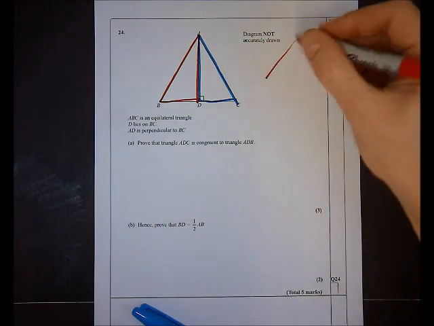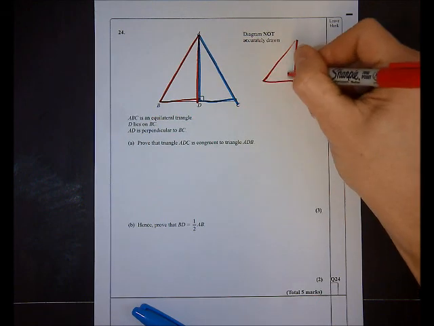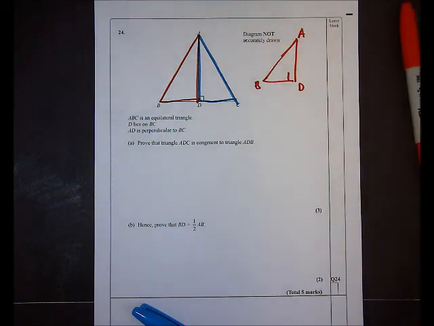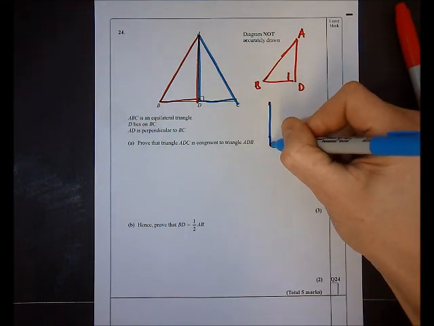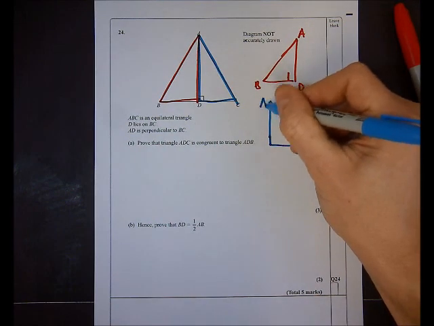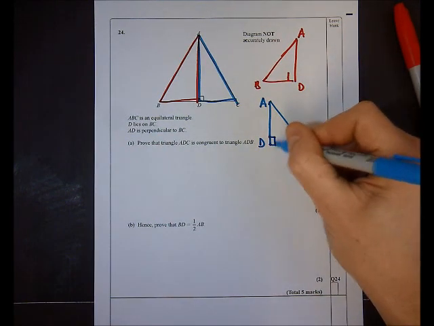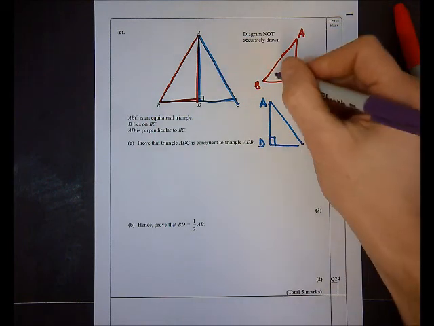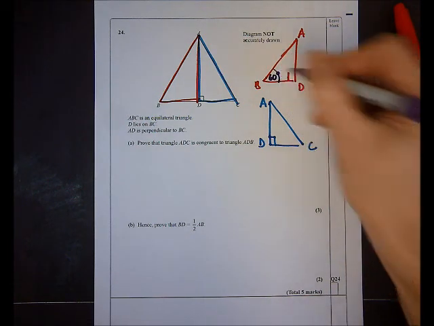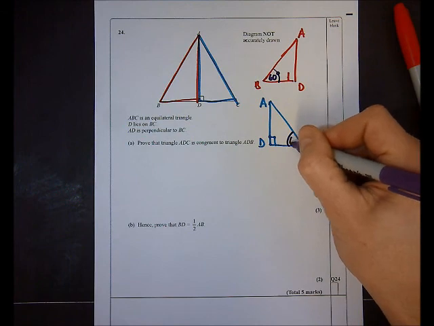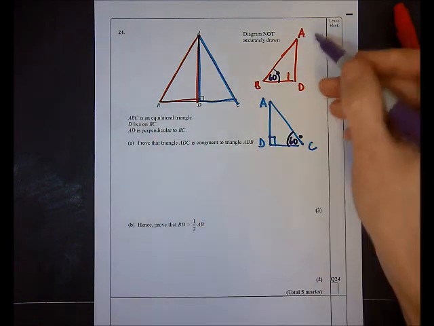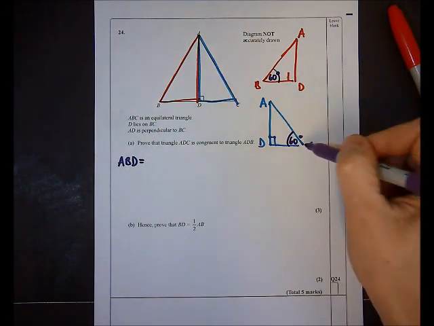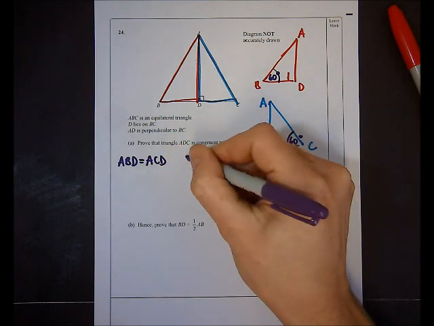So I've got A, B, D, and then I've got the other triangle going in the other direction, which is A, D, C. And I'm showing that that's a right angle. Now I can start to add some information to my triangles. So I'm told that they're equilateral, so I know that this angle here is going to be 60 degrees. And therefore this angle here, as it's also part of the original triangle, is also going to be 60 degrees. And I can summarise that by referring to this angle as ABD. So ABD equals ACD, and I'm going to give a reason for that, and that is that it's an equilateral triangle.